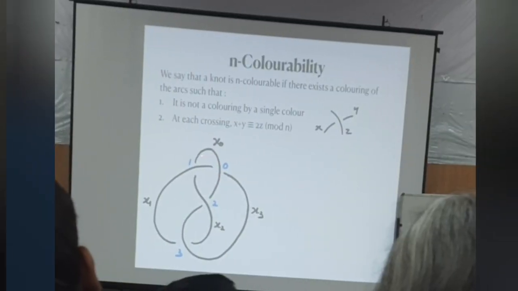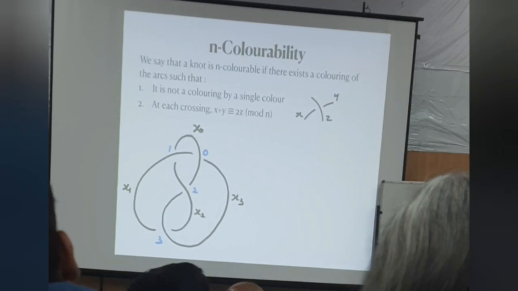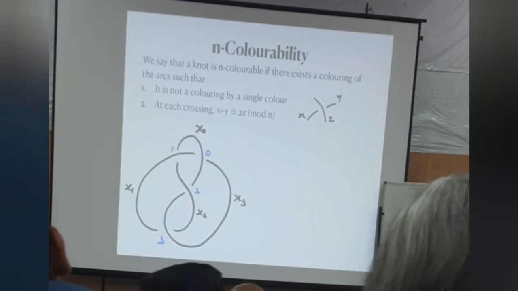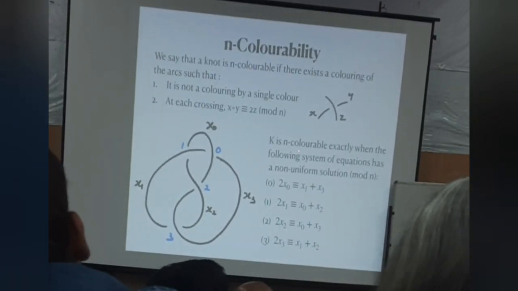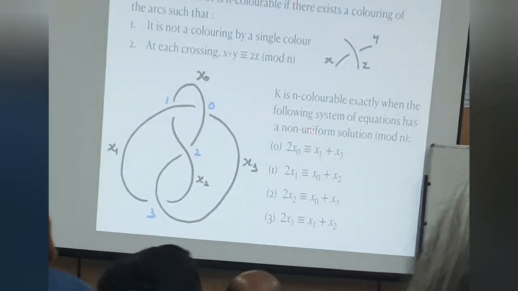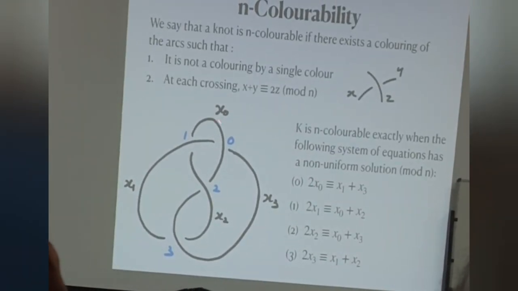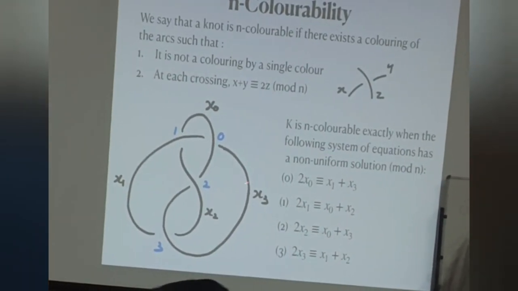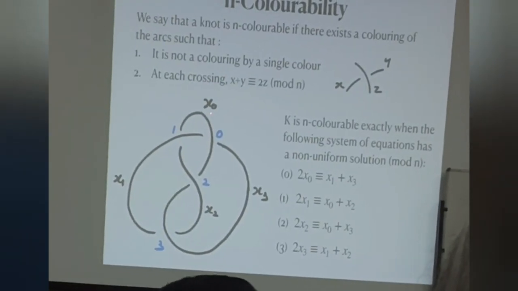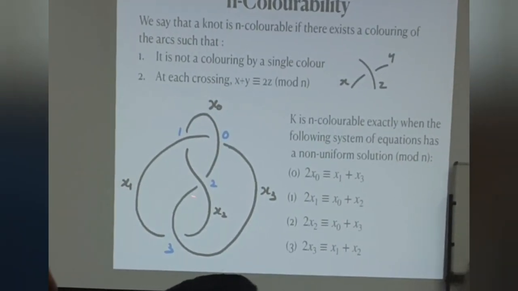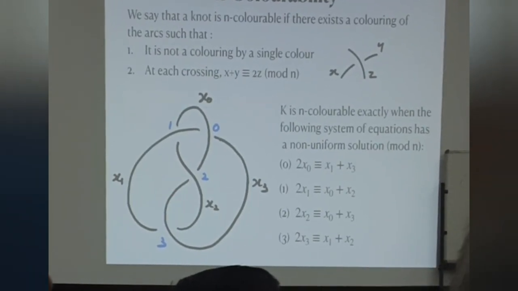Okay, so let's get that knot is x1 plus x3. Right, that's the equation that I got. Similarly over here I have an equation. So let's write down all the equations. This knot is n-colorable exactly when the following system of equations has a solution. So the first crossing gave me an equation of the kind 2 times x0 is x1 plus x3. Over here I got the equation 2 times x1 is x0 plus x2. Over here I have the equation 2 times x2 is x0 plus x3 and so on.